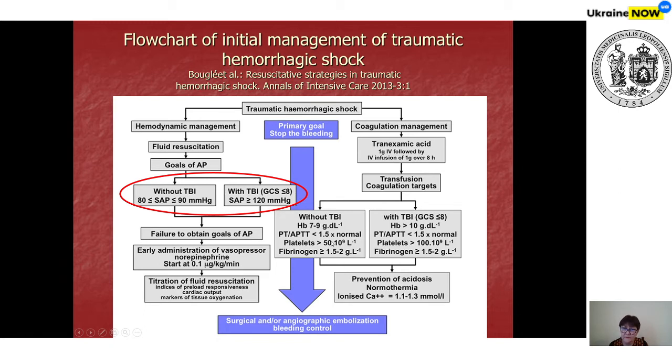Platelets. For patients without traumatic brain injury, 50 is enough, but with comatose brain injury, platelets must be kept more than 100. Fibrinogen, 1.5 to 2 grams per liter aimed level. And you should prevent acidosis, keep normothermia, and control the level of ionized calcium. It must be kept at the level 1.1 to 1.3 millimole per liter.